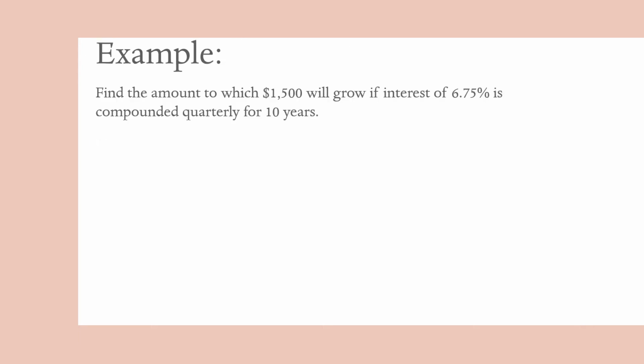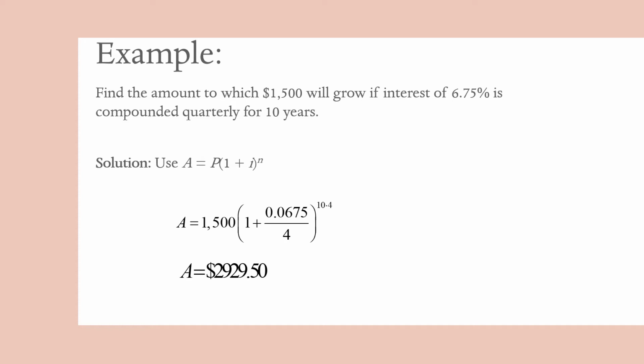Let us take this example. You are investing $1,500 and it fetches an interest of 6.75%, and the amount is compounded quarterly for 10 years. So when it is compounded quarterly for 10 years, you can substitute in the formula and get the result. The answer is $2,929.50.